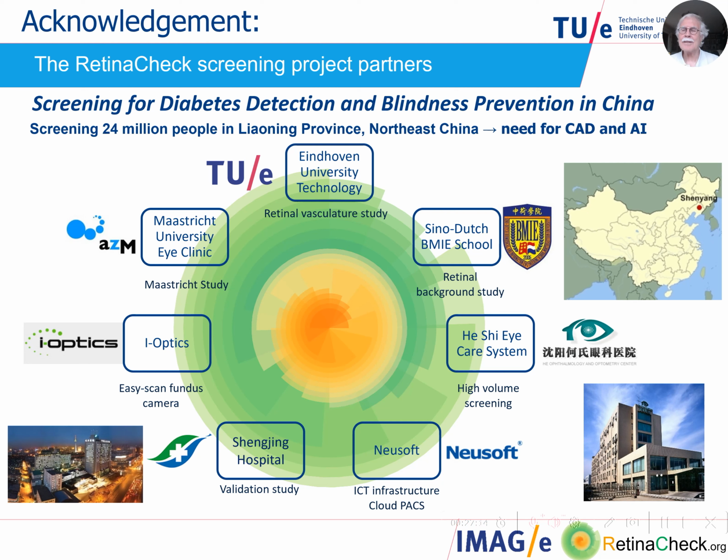So here I end my lecture. I acknowledge all the partners that participated in this fascinating project. We traveled a lot back and forth. We became good friends. We had a team in Eindhoven and a team in Shenyang. So I hope to have told you a little bit about what modern computer vision can do, what modern AI can do, and what it is like to set up an international project.